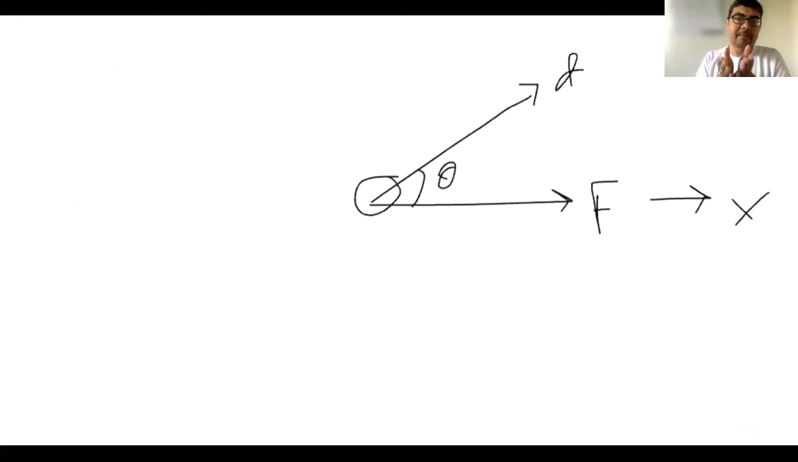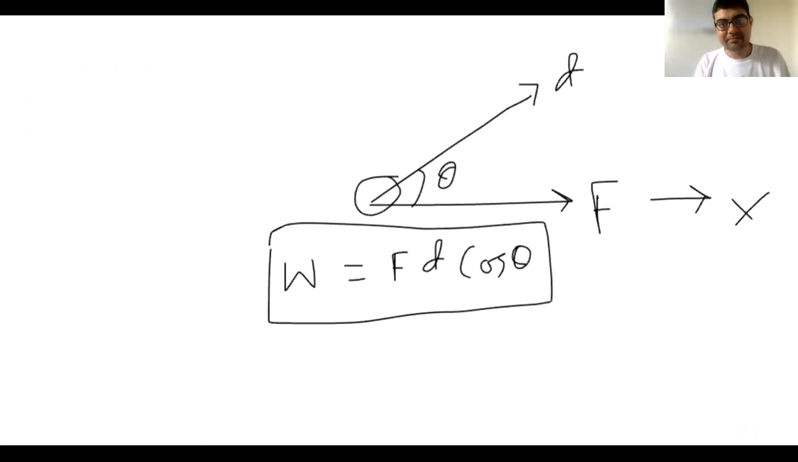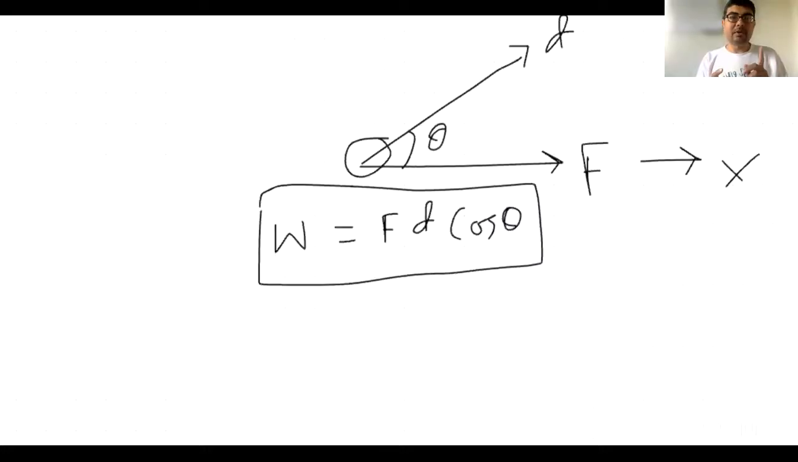So the displacement is happening by making an angle theta with the applied force. In that case, work done is equal to F into D, but theta would be there in the form of a trigonometric function, that is cos theta. You have to remember this equation: W is equal to FD cos theta. Clear?